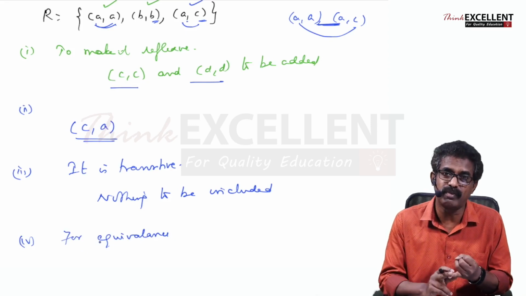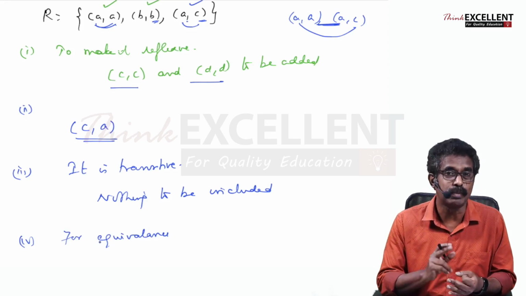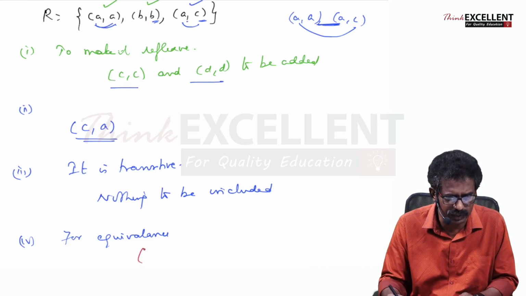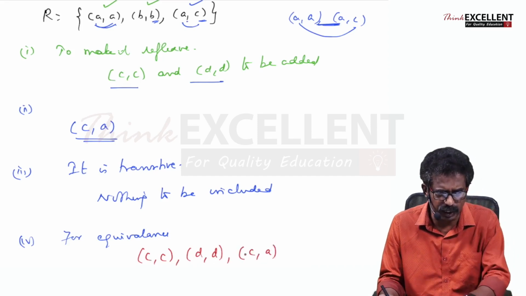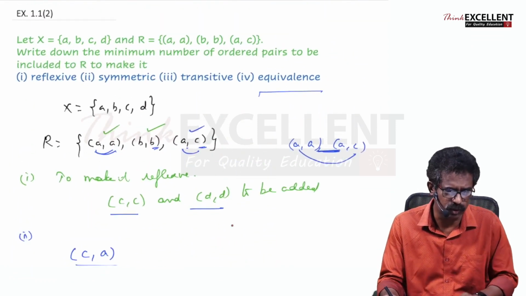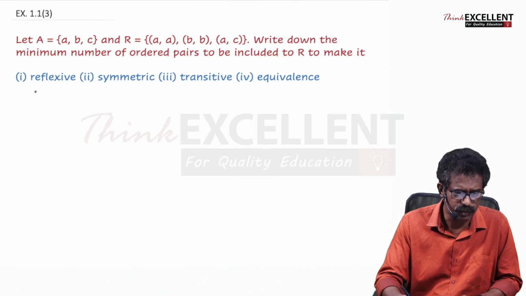Equivalence means it must be reflexive, it must be symmetric, it must be transitive. So what are the elements we added here? Everything you write here. First we included C comma C, D comma D. Then for symmetric we included C comma A. All these three to be included to make this transitive. Okay, so hope you understood. Now we see the next one.